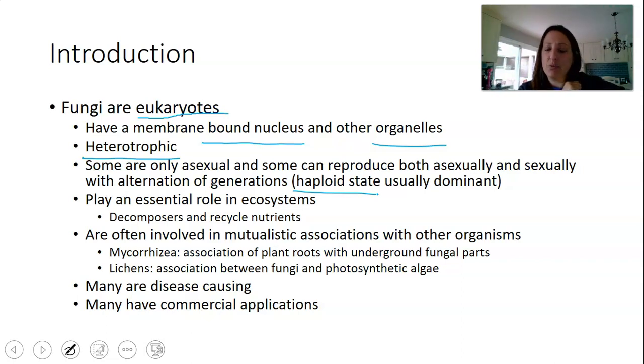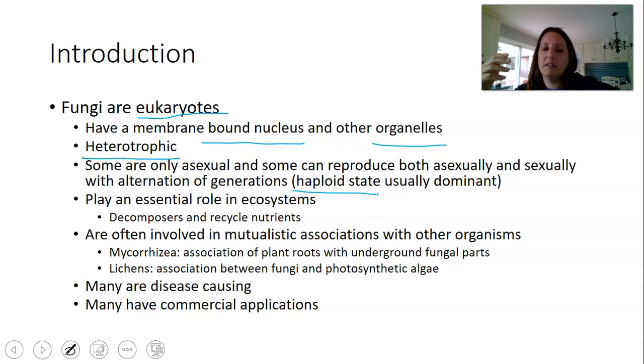They play an essential role in pretty much every ecosystem on the planet. They are decomposers, and so they are going to break down dead or decaying organic matter, and they're going to put the nutrients from that matter back into the ecosystem. So they're really, really important in the cycling of nutrients.